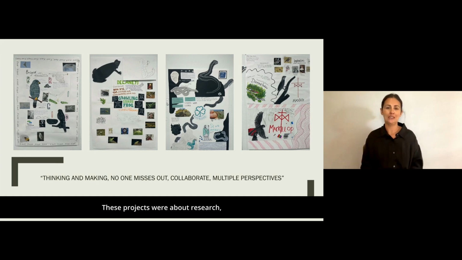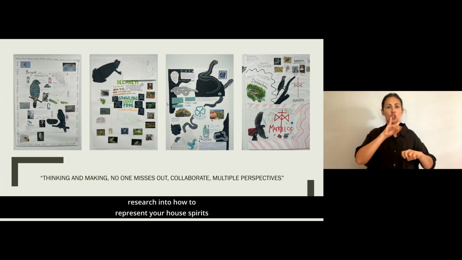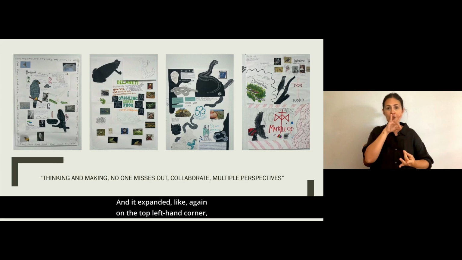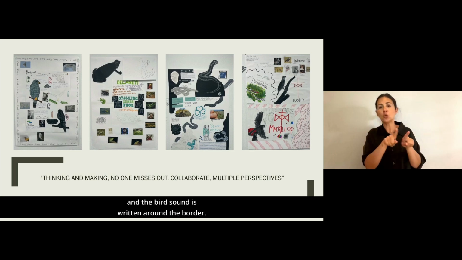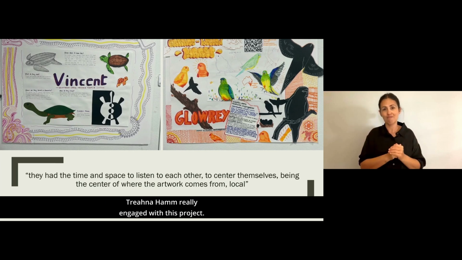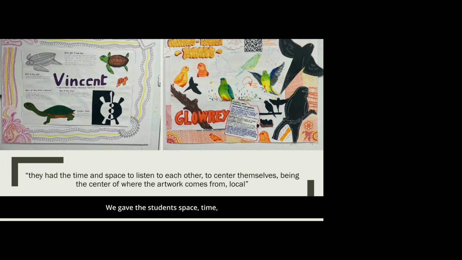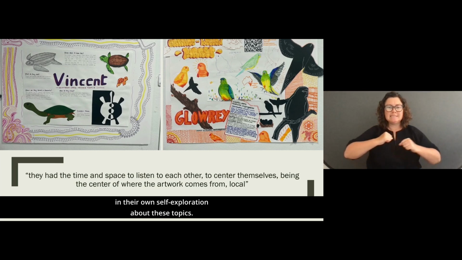These projects were about research into animals, ecology, research into how to represent your house spirits in an animal, and it expanded. Again, on the top left-hand corner, you've got the grey goshawk, and the bird sound is written around the border. Trina Ham really engaged with this project. She really liked how it was operating and how it was running. We gave the students space, time, and we really centred the students in their own self-exploration about these topics.